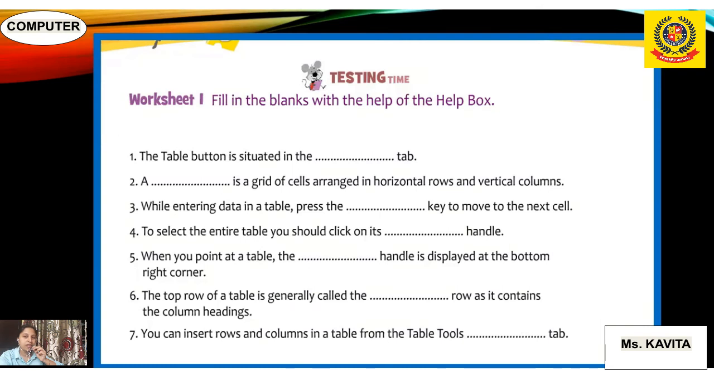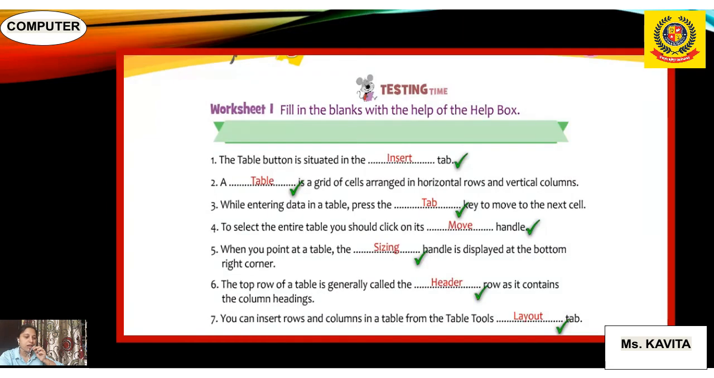While entering the data in a table, you should click on its move handle. When you point at a table, the sizing handle is displayed at the bottom right corner. The top row of the table is generally called the header row as it contains column headings. You can insert rows and columns in a table from the Table Tools Layout tab.